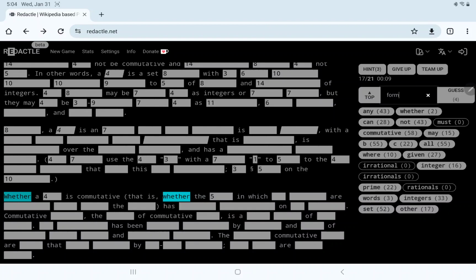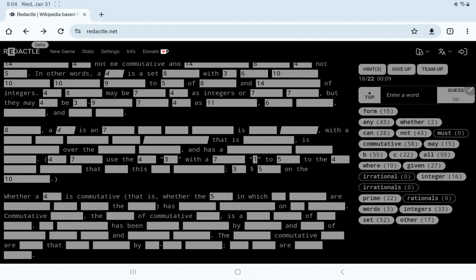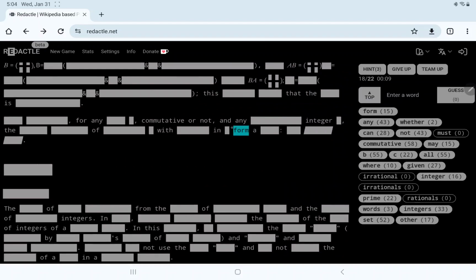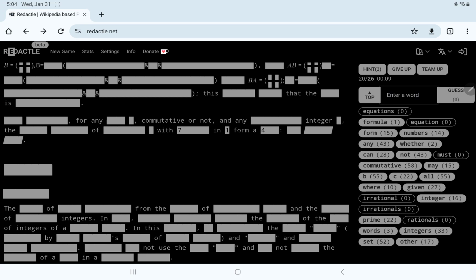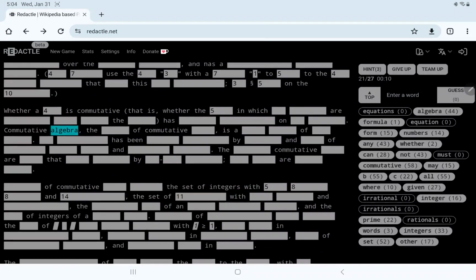I'm going to try some generic words like form. With something with numbers, formula, equation, equations, anything to do with algebra. 44. Ooh, commutative algebra.